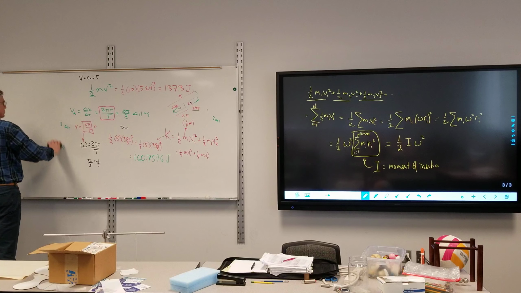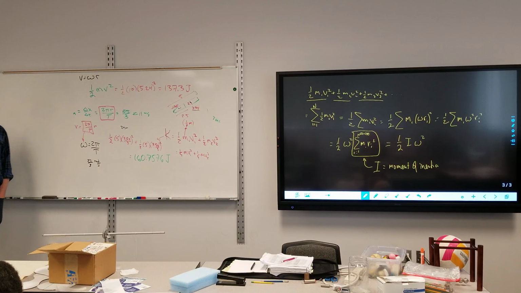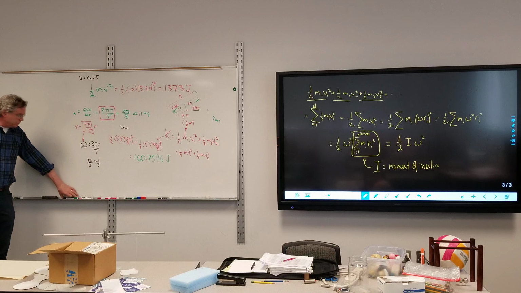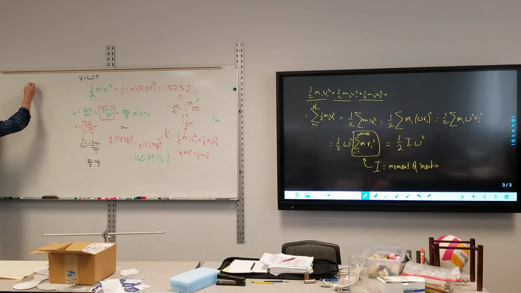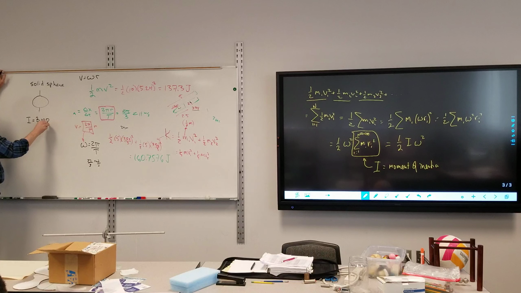So what about a sphere? If we have a solid sphere rotating about a central axis, the moment of inertia is 2/5 M R squared. Now notice I have a capital M and a capital R there.